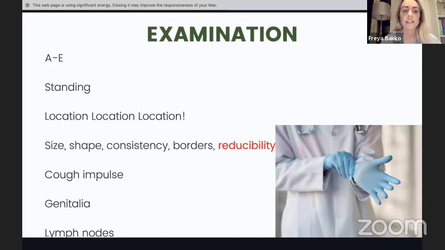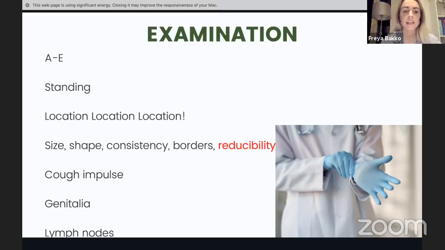Then you want to assess the size, shape, consistency, borders, and as mentioned, the reducibility of the lump, especially whether you can feel the upper border of the lump. So in hernias, because the upper border will be intra-abdominal, you will not be able to feel the upper border, whereas in, for example, a lymph node, you'll be able to feel an egg-shaped, either tender or rubbery round lump. Then you want to ask the patient to cough. This can be either standing up or lying down to see whether the lump protrudes. You can also feel the lump while the patient is coughing to feel whether it protrudes out as well.